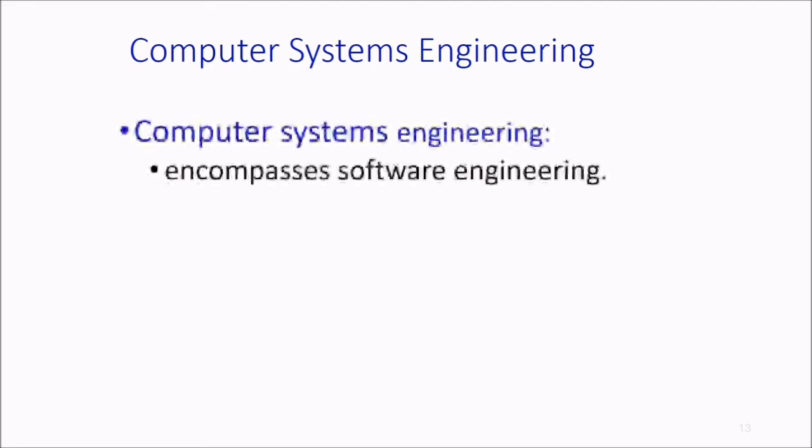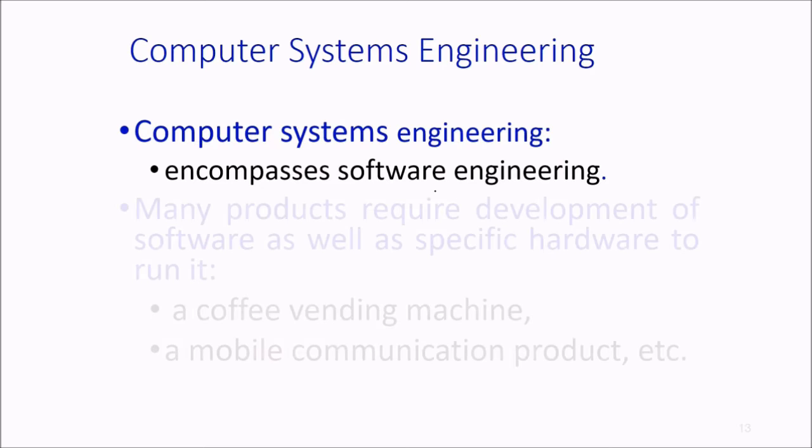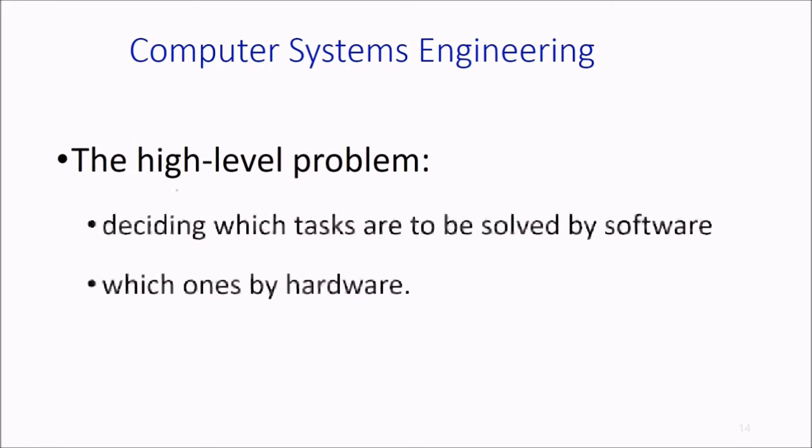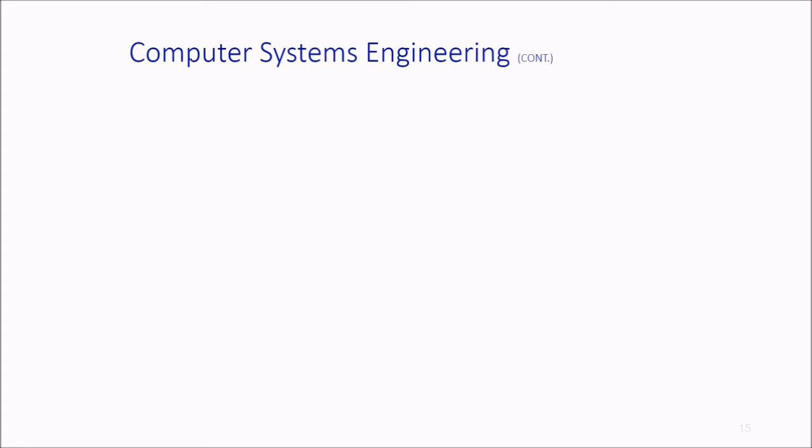We have computer systems engineering. What is computer systems engineering? It encompasses software engineering. Many products require development of software along with some hardware to run, like a coffee vending machine, or say a mobile communication product, etc. So we have a high level program going up to deciding which tasks are to be solved by software and which ones by the hardware. So we have to create a specific distinction between these two.